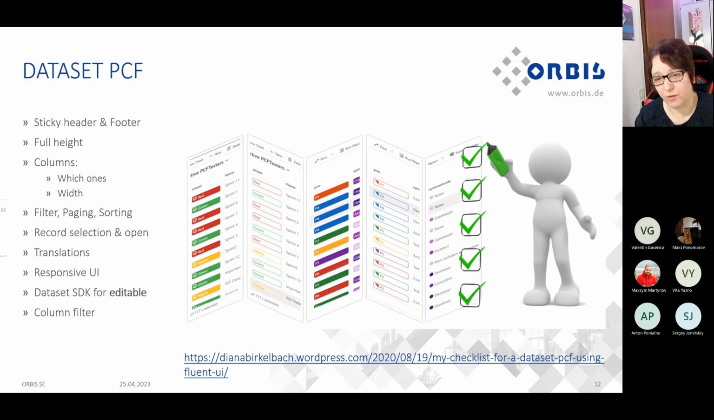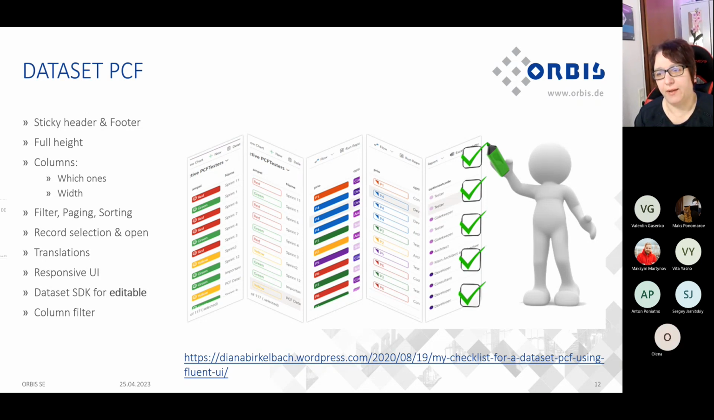You can take them from the metadata from the PCF, but you have to take care of all that stuff, which is the width of the column. We have to take care of filtering, paging, implement our own sorting, taking care of record selection, and open the record in case we choose to. Translation, of course, taking care that the grid is responsive. If you want to edit the data inside the dataset PCF, we have to take care how to change and save the data. And sometimes it's quite a lot of work to implement a column filter too. So quite a lot of steps to implement for a dataset PCF.